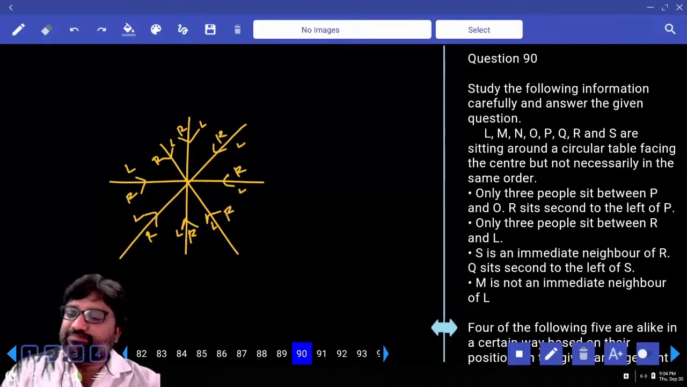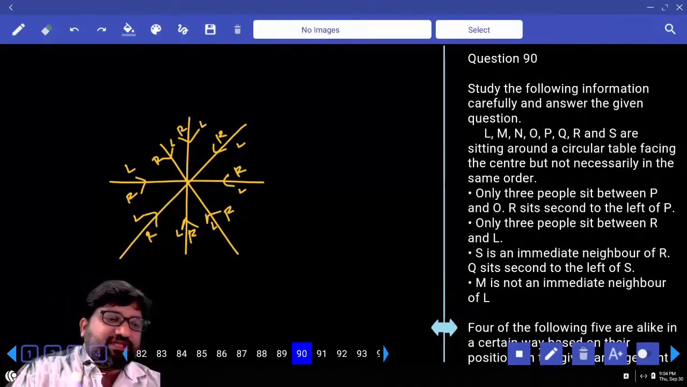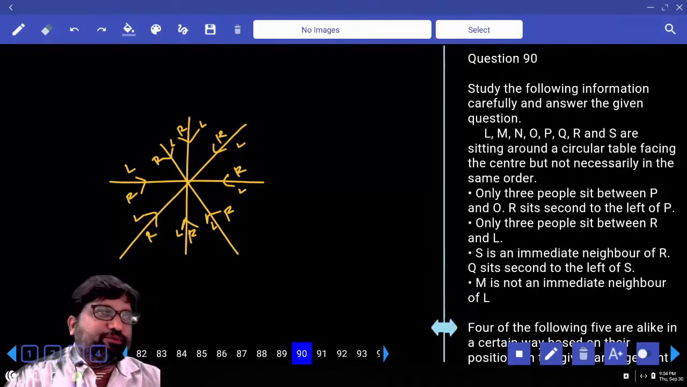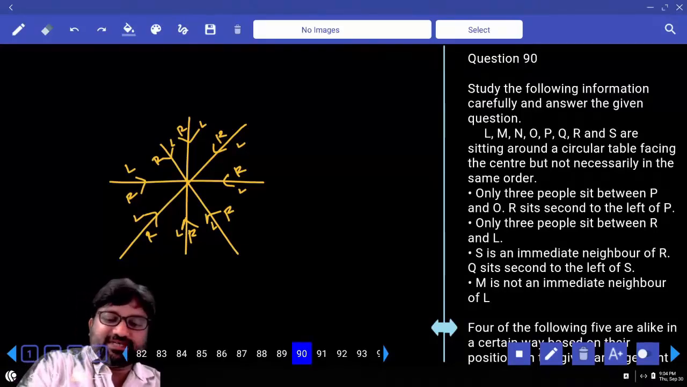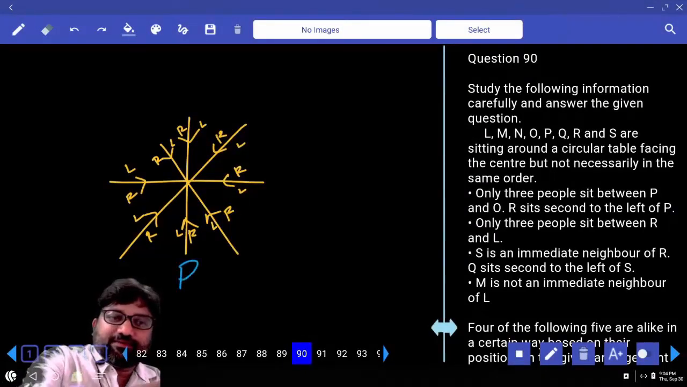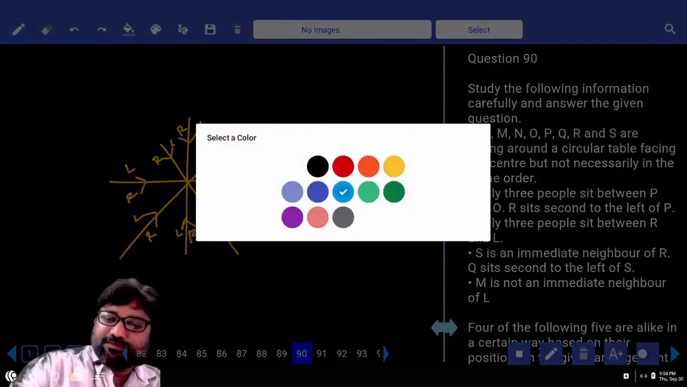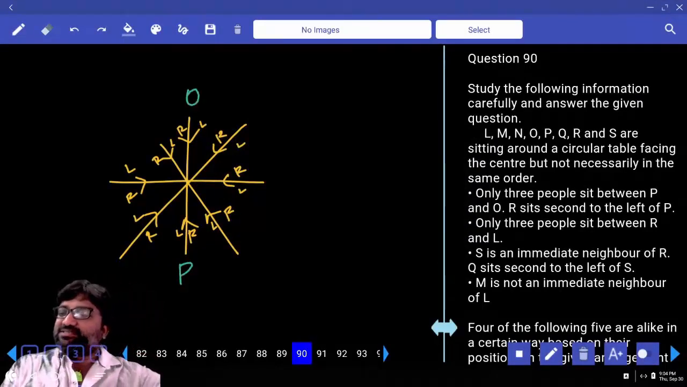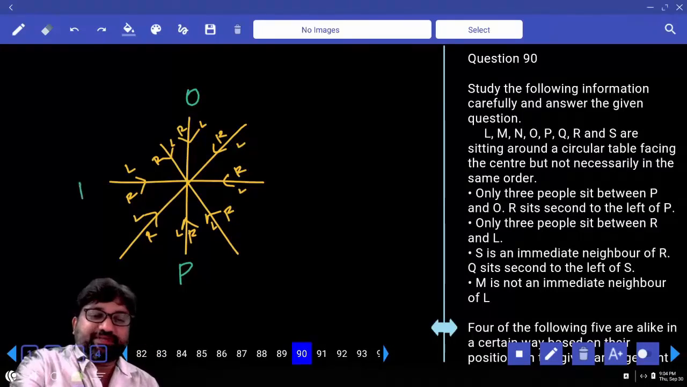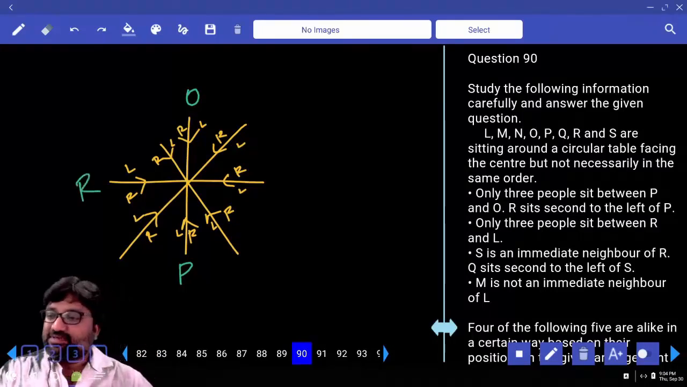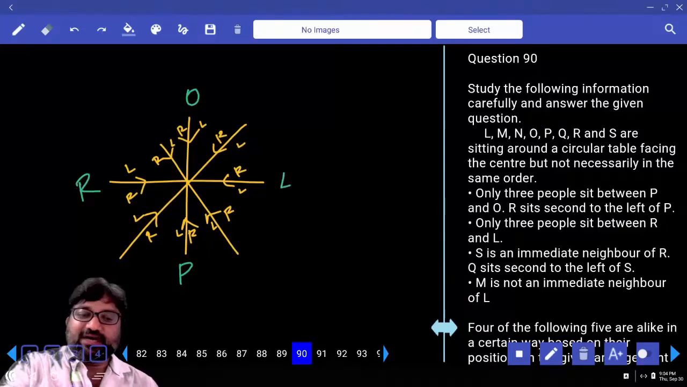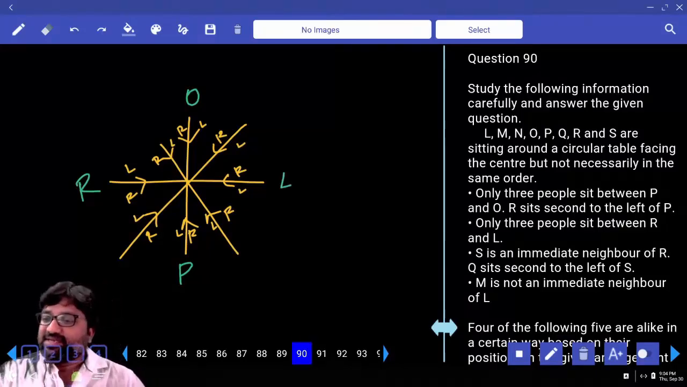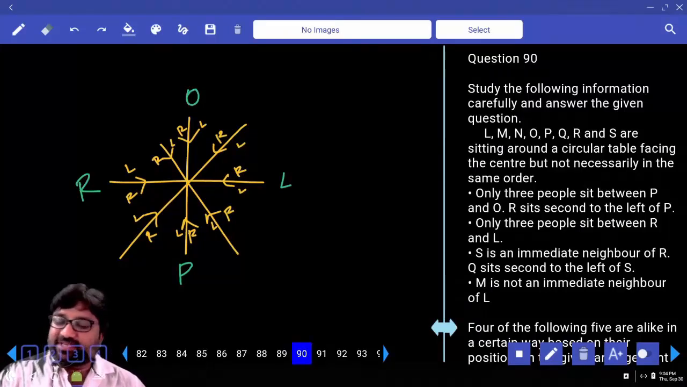Only 3 people sit between P and O. When there are only 3 people sitting between P and O, what do you mean by this? Opposite directions. Excellent and very good. P, O. Next, R sits second to the left of P. This is R, left side, second left. Only 3 people sit between R and L. Next, S is an immediate neighbor of R. Q sits second to the left of S.